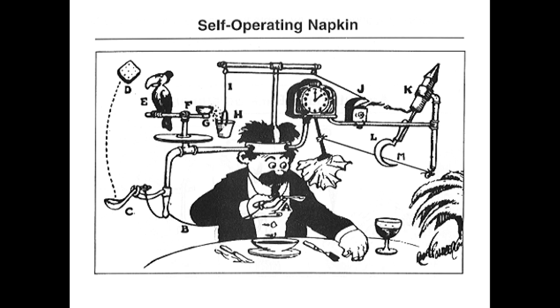Extra weight in pail pulls cord, I, which opens and lights automatic cigar lighter, J, setting off skyrocket, K, which causes sickle, L, to cut the string, M, and allow pendulum, which attached napkin, to swing back and forth, thereby wiping off your chin. After the meal, substitute a harmonica for the napkin and you'll be able to entertain your guest with a little music.